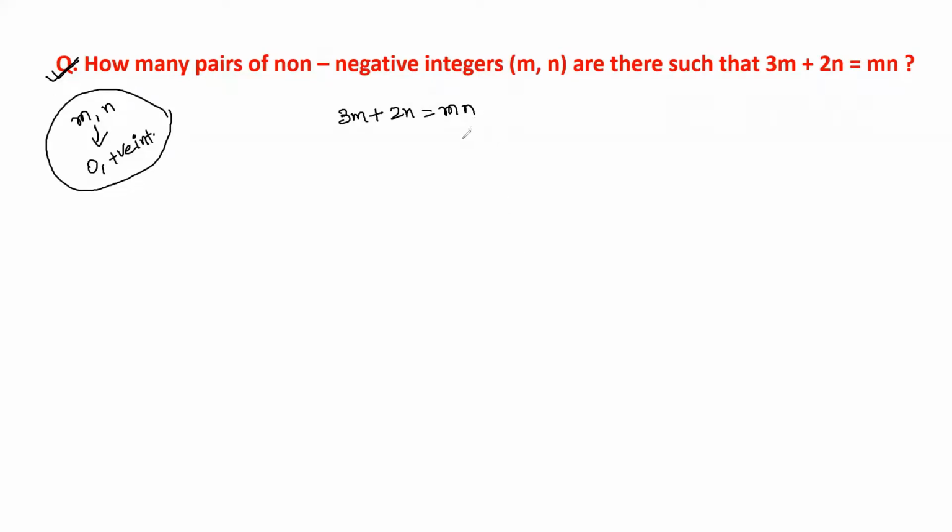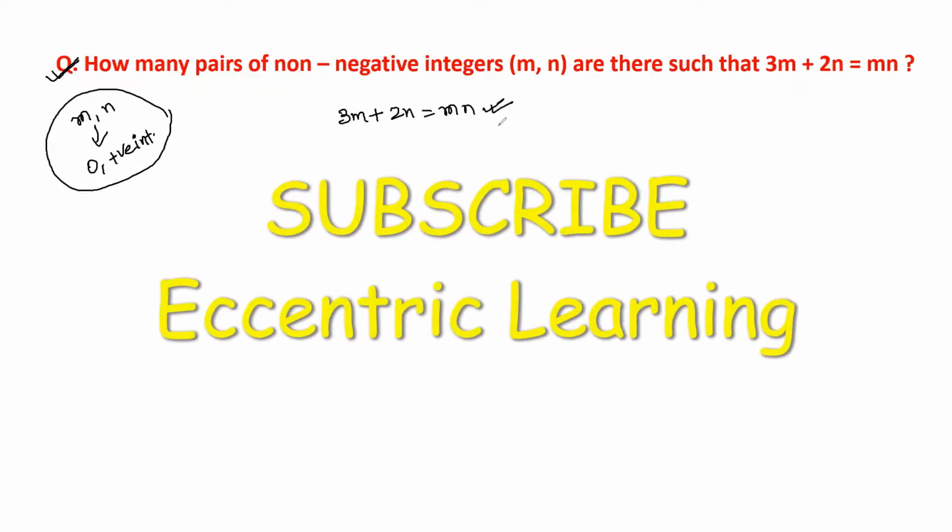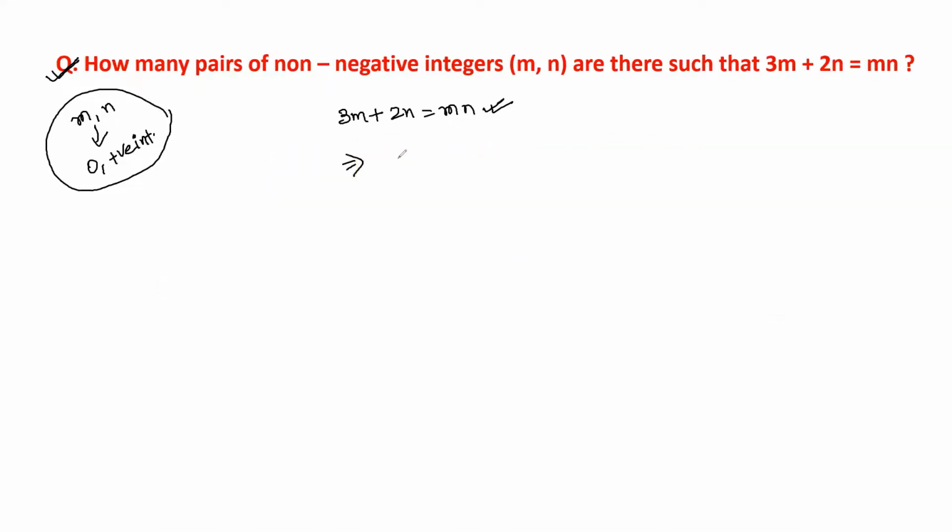Well, the best way to find the number of pairs in such kind of questions is to restructure this equation into factors. And it can be done simply by taking everything to one side. So if we take 3m plus 2n to the right hand side, in that case, this would be mn minus 3m minus 2n equal to 0. Now to find the factors, we need to add the product of the coefficients of m and n. In this case, the product is 6. So we need to add 6 to both sides.